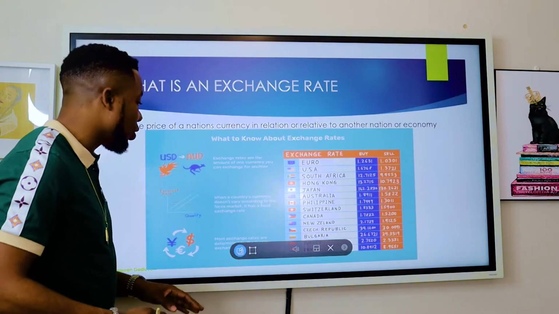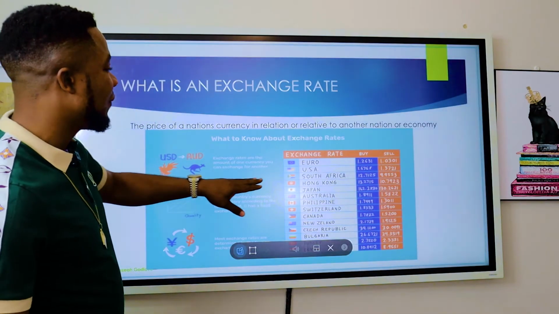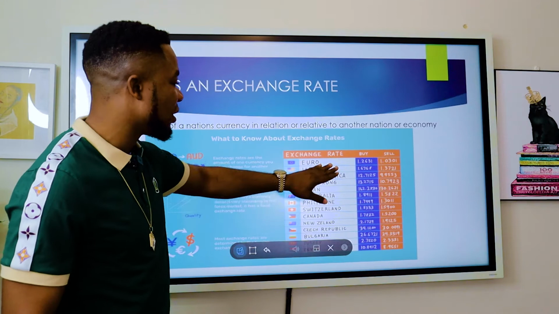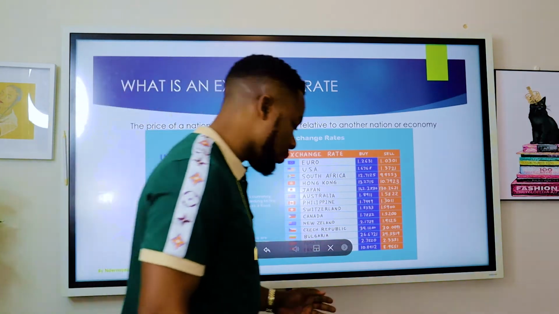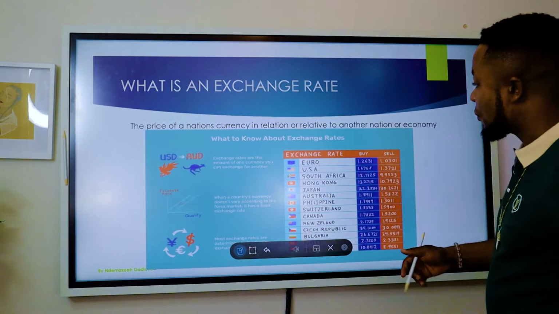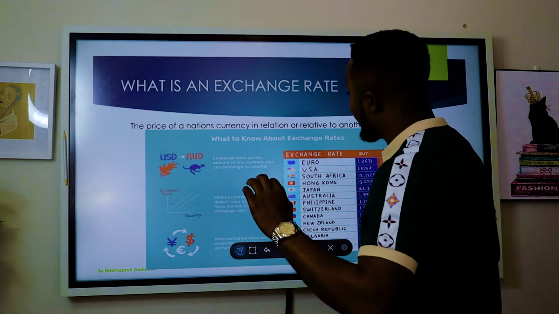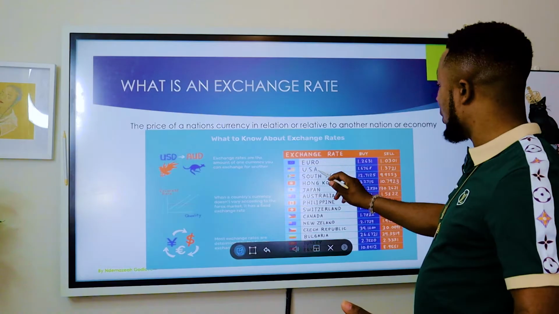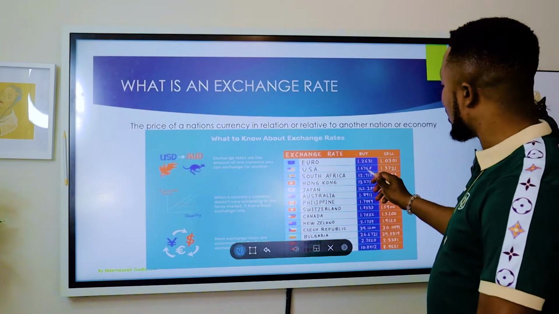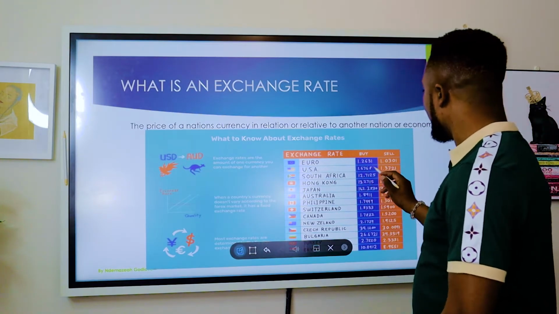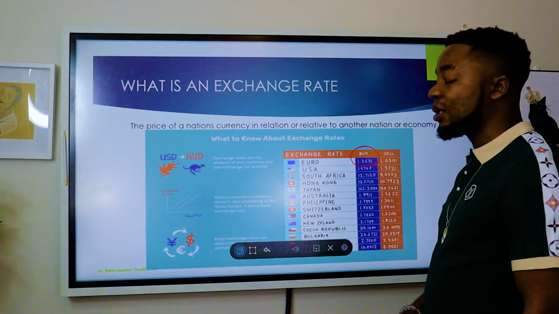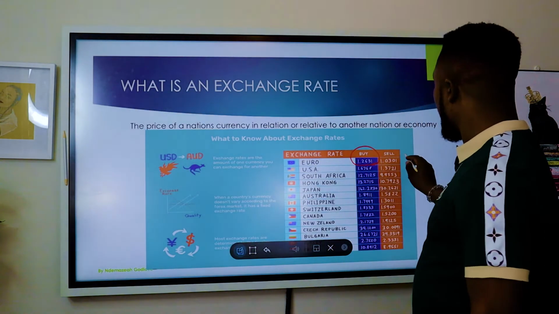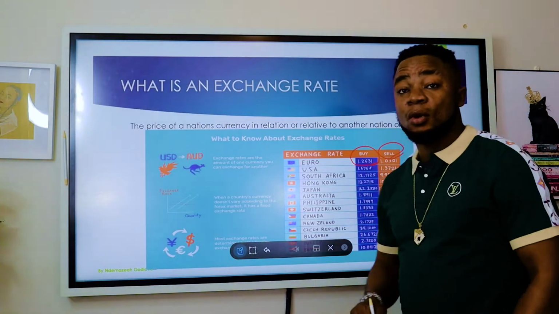Okay. So if you can see on my screen, we have different exchange rates here. And if you check on these exchange rates, let's just take the first currency as an example. If we take the euro, here we have the euro. And the exchange rate for the euro, the first one we have here is what they call the bid or the buy price. And the second one here is called the ask or the sell price.